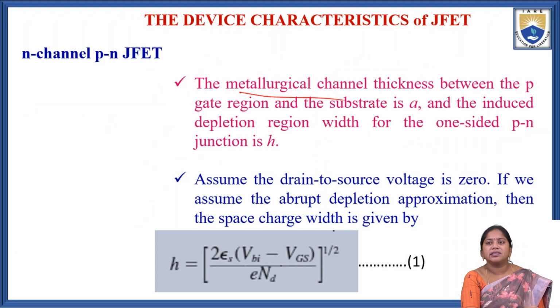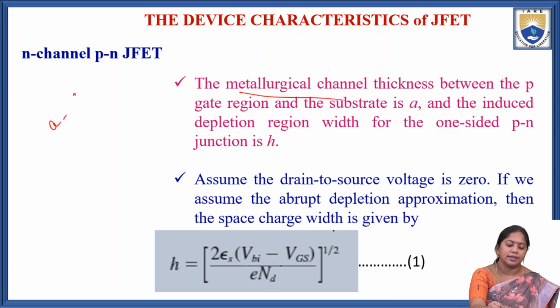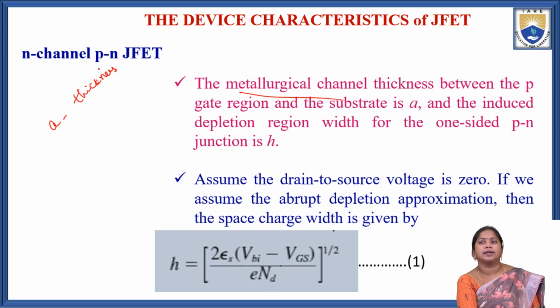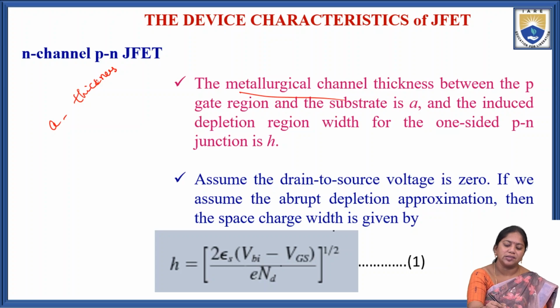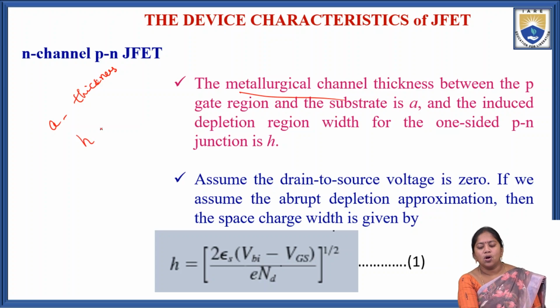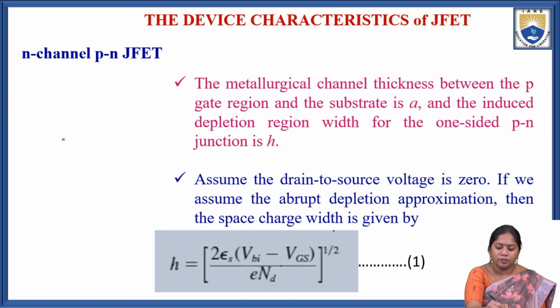The metallurgical channel thickness between the P-gate region and the substrate is A, where A is the thickness. The induced depletion region width for the one-sided PN junction is h. Assume the drain to source voltage VDS is equal to 0.